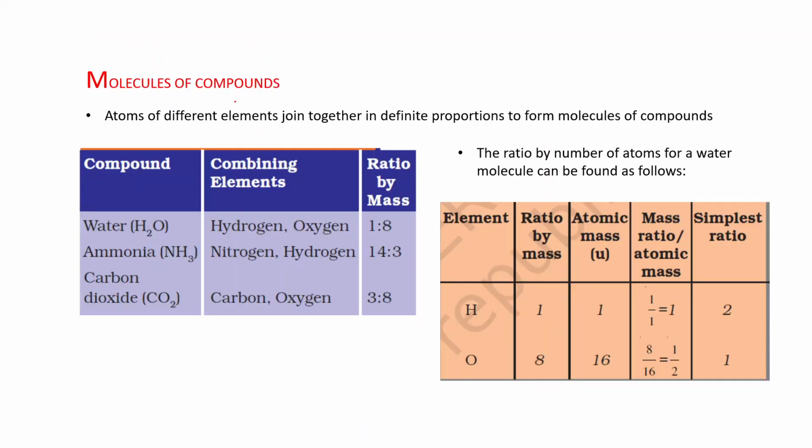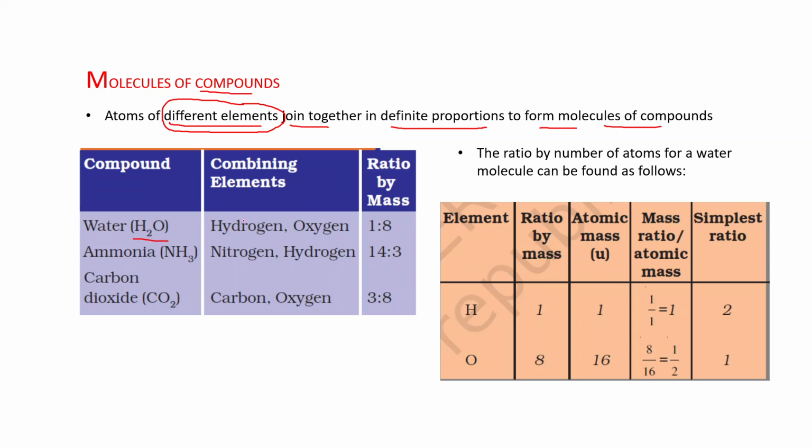Now, molecules of compounds. Atoms of different elements join together in definite proportions to form molecules of compounds. In this way, different atoms of different elements are present. That's why these are also known as heteroatomic molecules or molecules of compounds. Okay, see the example of water, H2O.